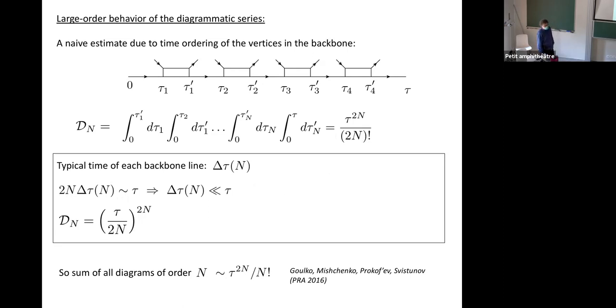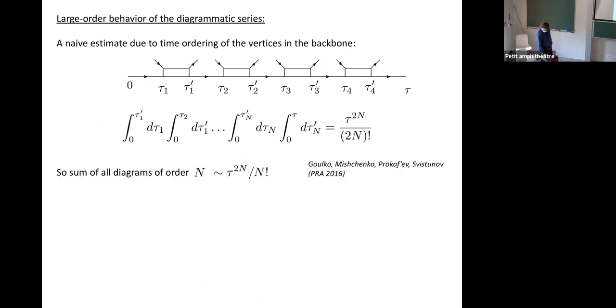Now, how many diagrams do we have? We have n factorial diagrams. So this is the contribution of a single diagram. If you multiply now with n factorial, the total series of all diagrams would behave like that. So at order n, the sum of all diagrams would be of this order. One would conclude that the series is absolutely convergent. But that's not what we see numerically.